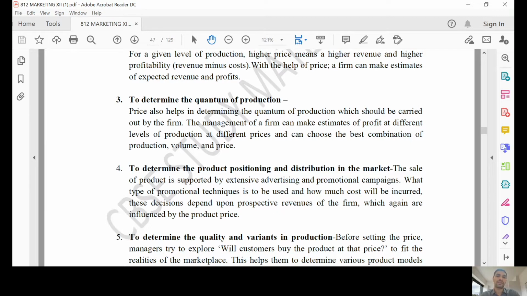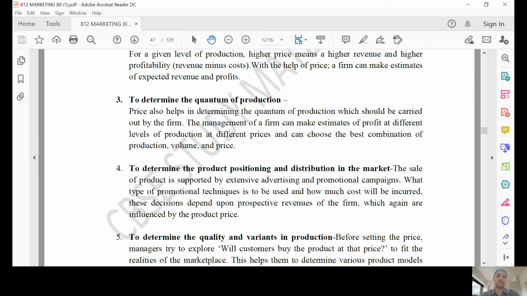Suppose Parle-G is manufacturing 1,000 biscuits. The production cost will be 1 dirham, for example. If the same company, Parle-G, is manufacturing 1 million biscuits instead of 1,000 biscuits, then they can reduce the cost of a biscuit, isn't it? So the more you produce, the more you can reduce the price. So that is why we can determine the quantum of production. Quantum of production means how much quantity is to be produced. The more we produce, we can reduce the unit price of the product.